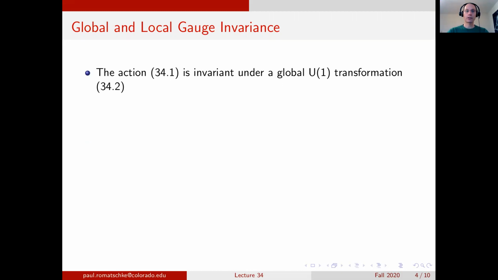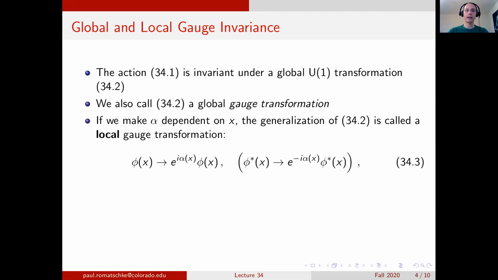The action that we had just had on the previous slide is invariant under this global U(1) transformation. We also have a different name for this global U(1) transformation. We call it a gauge transformation because we changed the field phi, so we are re-gauging what it means to have a certain value of phi. If we make alpha dependent on space or time, or both, the generalization of the global U(1) transformation is called a local gauge transformation: phi goes to e to the i alpha of x, phi of x.